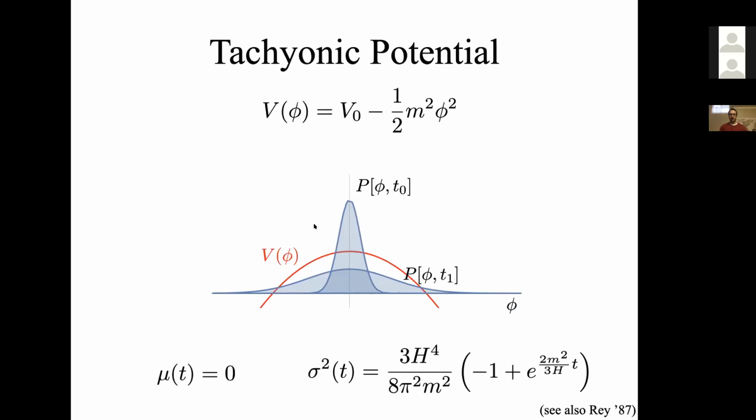For the tachyonic potential, if you start the field at the top here at t equals 0, then the mean will remain 0 for all time by symmetry, but the variance will grow as the wave packet flattens out. And in fact, it will grow exponentially in time. The way to understand this is that starting from the top, at some point, a quantum fluctuation will push you a little bit to the left or a little bit to the right. And very shortly thereafter, classical evolution takes over and very quickly pushes you far to the right or to the left.